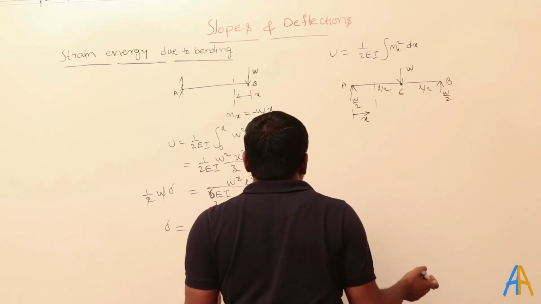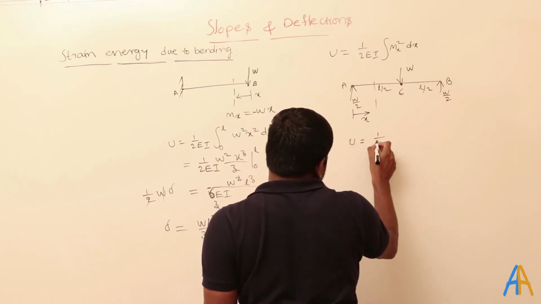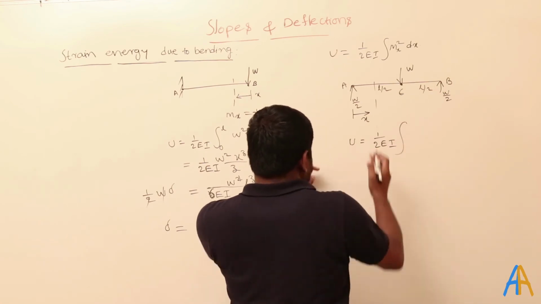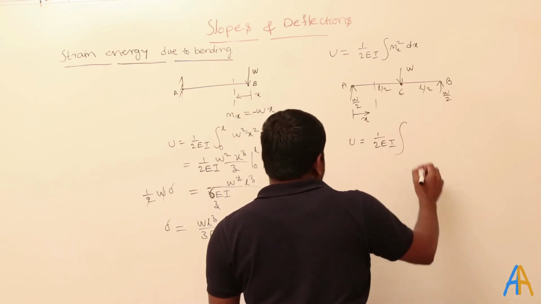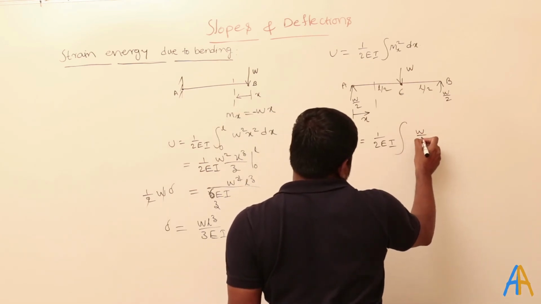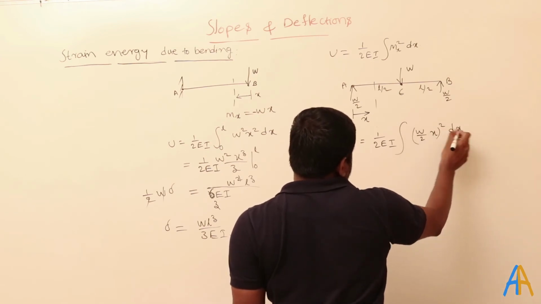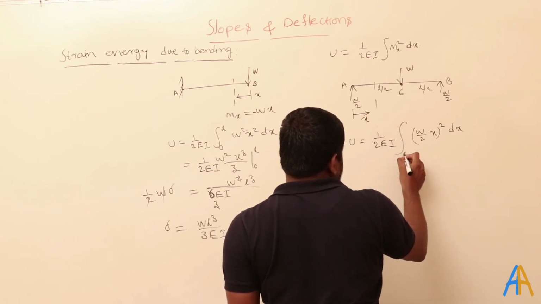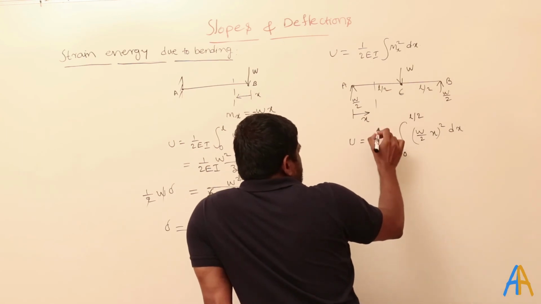Why? Because of the symmetry. So the strain energy here is 1 by 2EI integral Mx at a distance x. What is the Mx? Mx is nothing but W by 2 into x, whole square, into dx. And this is from 0 to L by 2, and I am doubling this value.